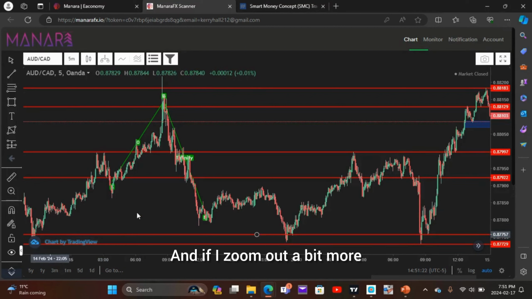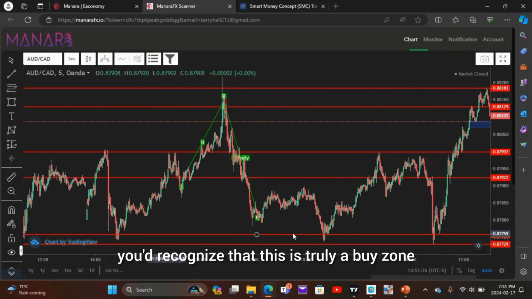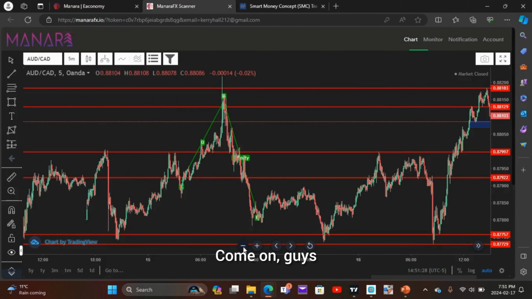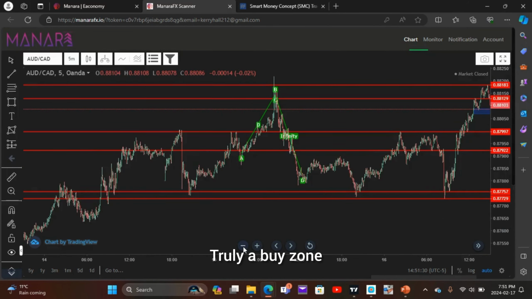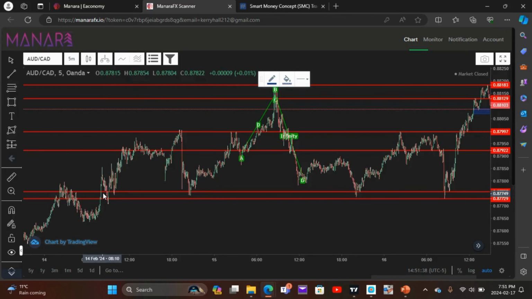And if I zoom out a bit more, you'd recognize that this is truly a buy zone. Come on, guys. Truly a buy zone. So if I go into this section here, and I hit my rectangle, I can just do this right there.